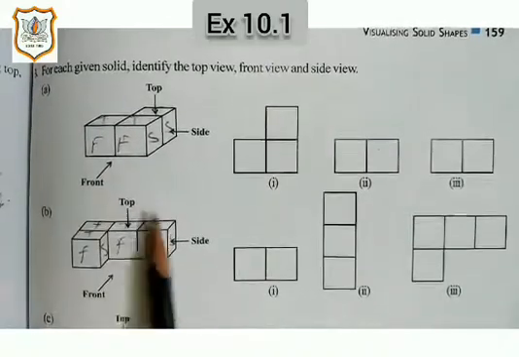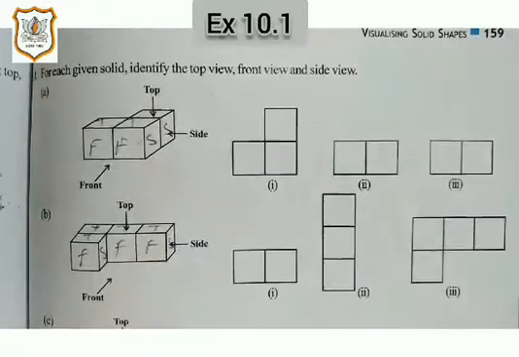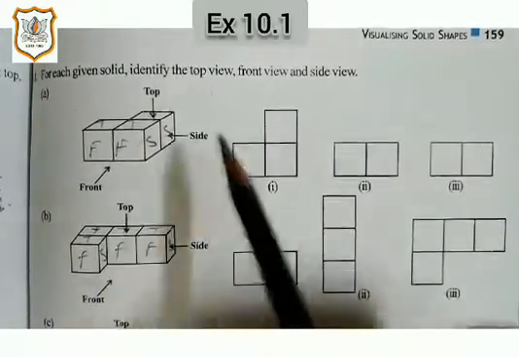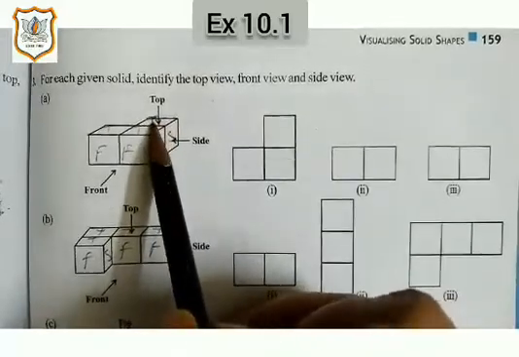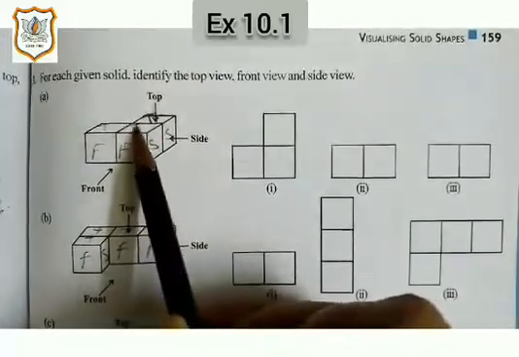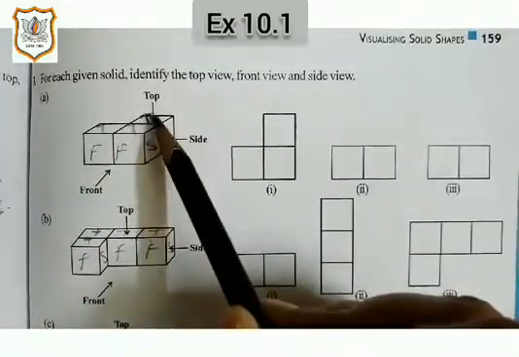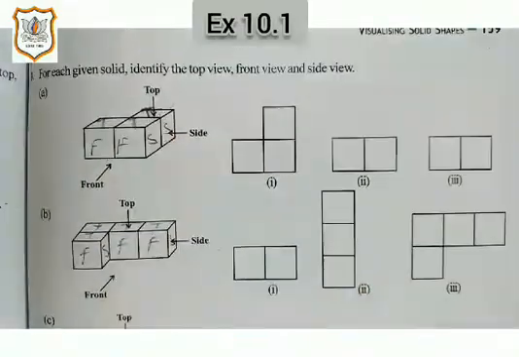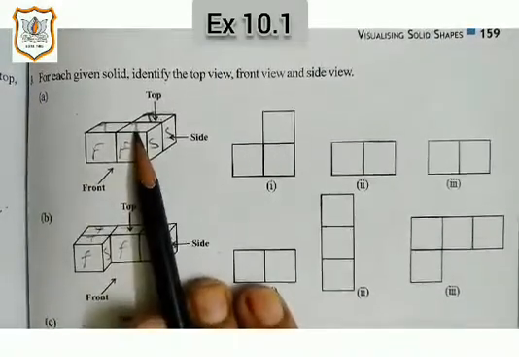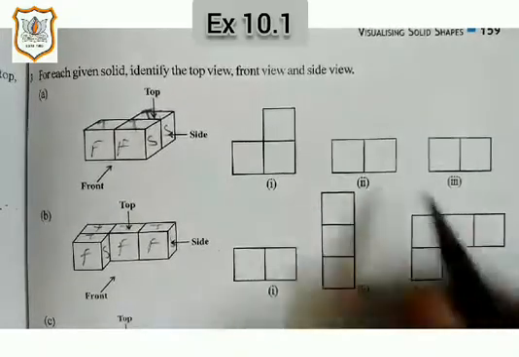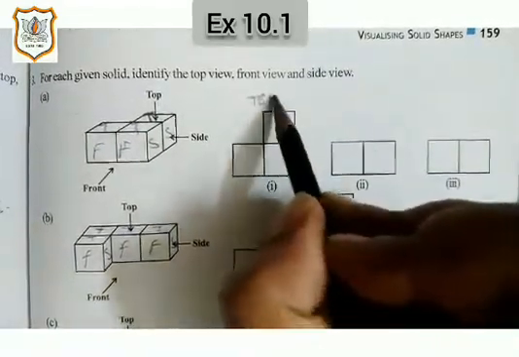First part. Students, when you see this solid from the top, you will see only 3 squares. So this is the top view of this solid. We write here T for top. So here only 3 squares in top view. So we write here top view.